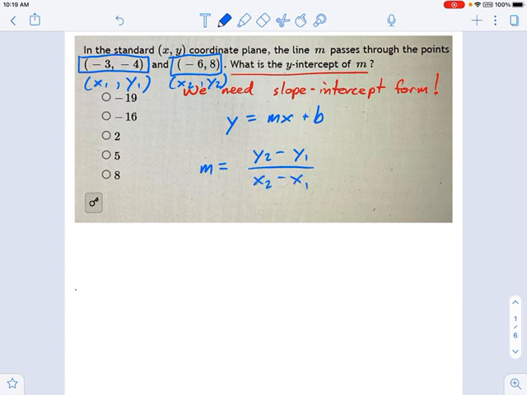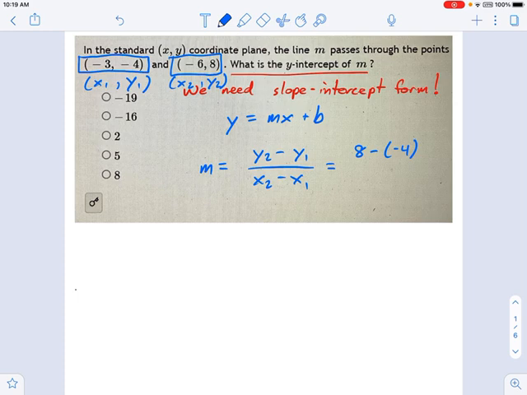And the nice thing here is if you're wondering, well, how do I know which one of these points is number 1 and which point is number 2? It actually doesn't matter. So you can relax about that part and just substitute these in. What is important is that you put the y values on top. So I'm just going to make that substitution now. I've got y2 minus y1 written on the top.